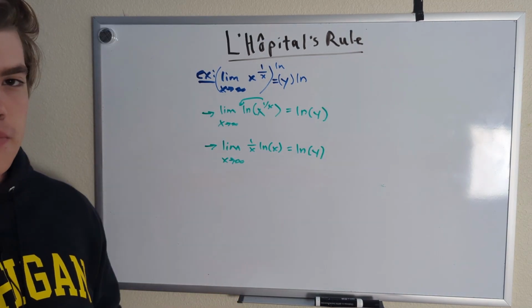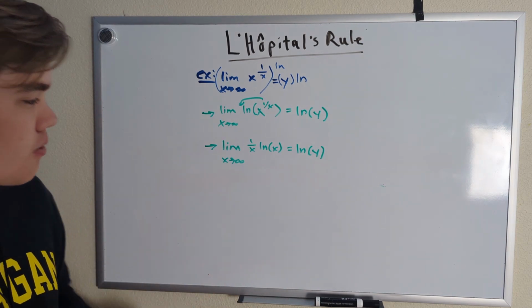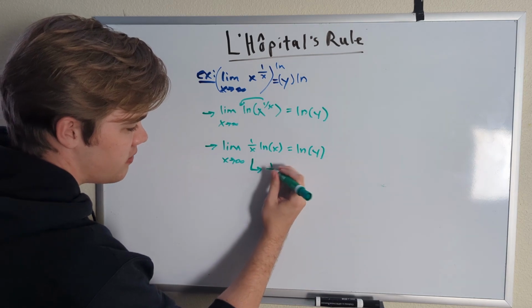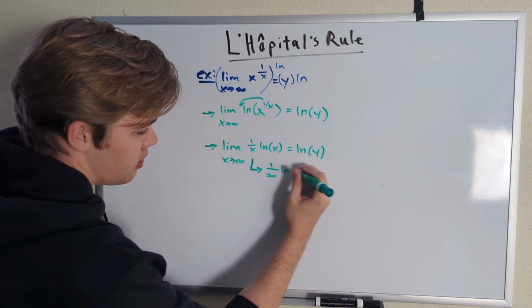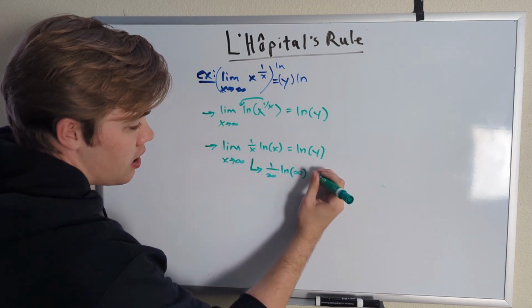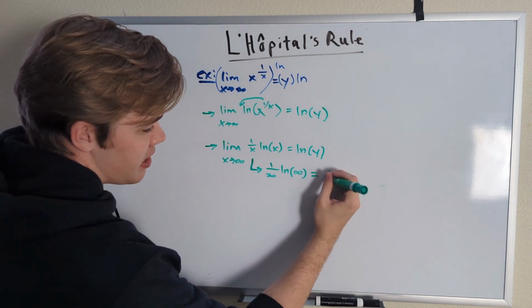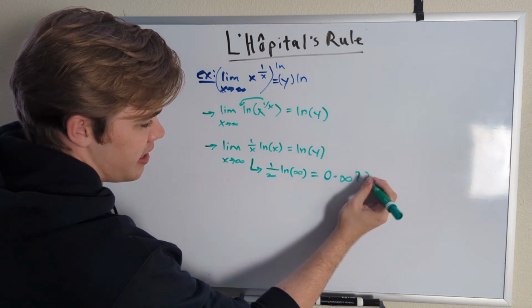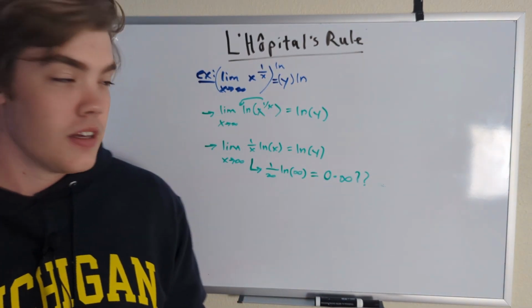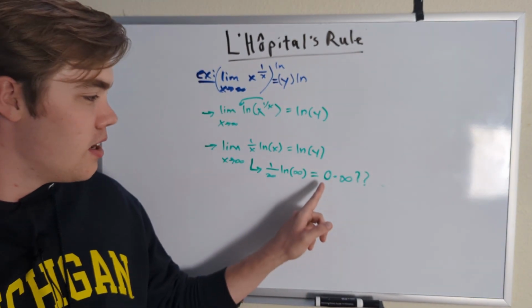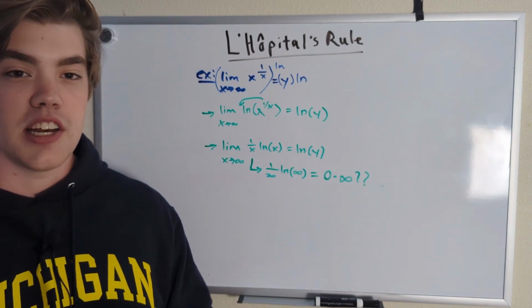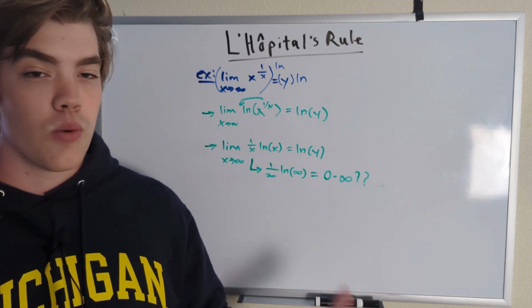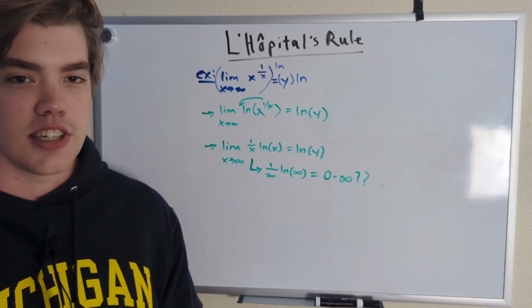So now that we're here, may as well try plugging in infinity and seeing what happens. If we were to plug in infinity for this limit, we would get 1 divided by infinity times natural log of infinity. And then we run into a problem. This ends up being 0 times an infinitely large number, which once again is another indeterminate form. What is 0 times infinity? Is it 0? Is it infinity? We don't know.